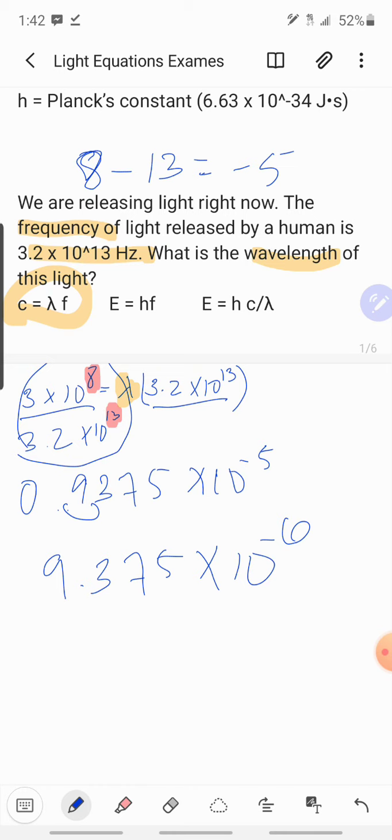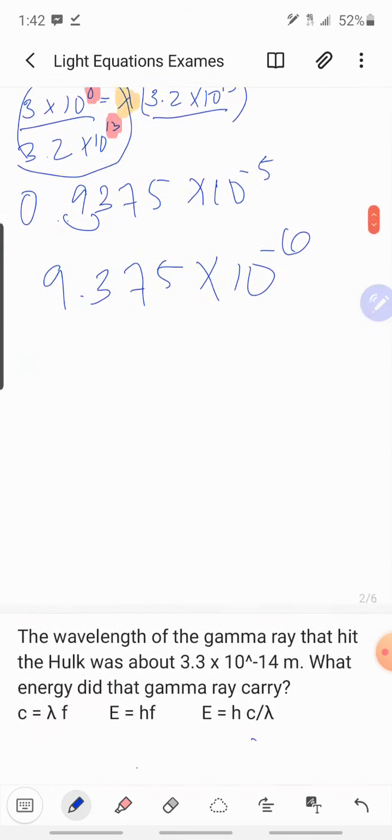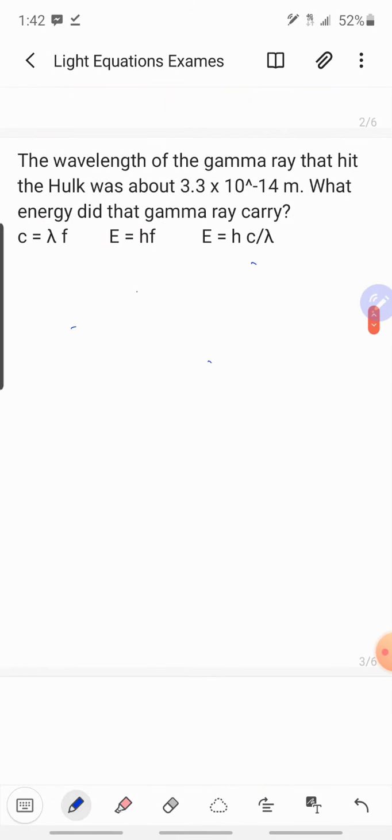But the moral of the story of what we're getting at here is that you look for the formula that has both the variables that you're looking for. So like in this next example, they tell us the wavelength of the gamma ray that hit the Hulk was about 3.3 times 10 to the minus 14 meters, and we want to know what's the energy of that wave. So they give us wavelength, so we need something that has wavelength and energy. So this one doesn't have energy in it, so I can't use that one. This one doesn't have wavelength in it, so I can't use that one. So it's got to be this one, because it has both the energy and the wavelength.